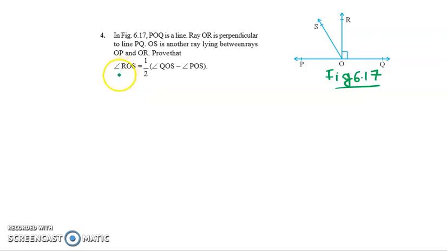So where is angle ROS? Angle ROS is equal to half of angle QOS minus angle POS.